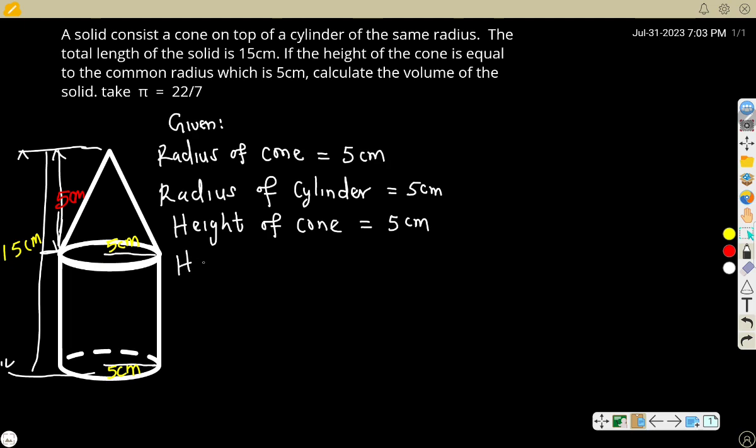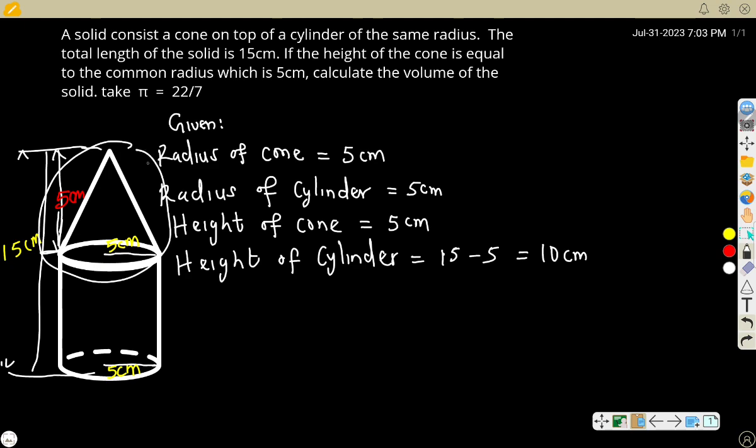So far we know the height of cone, so we can now know the height of cylinder. Height of cylinder will be 10 centimeter. How do we get 10? That is 15 minus 5, which is equal to 10 centimeter. The total length is 15, and out of the total length, the cone alone is 5. Definitely the cylinder must be 10. So you know the cylinder height. Now calculate the volume of the solid. We have everything already.